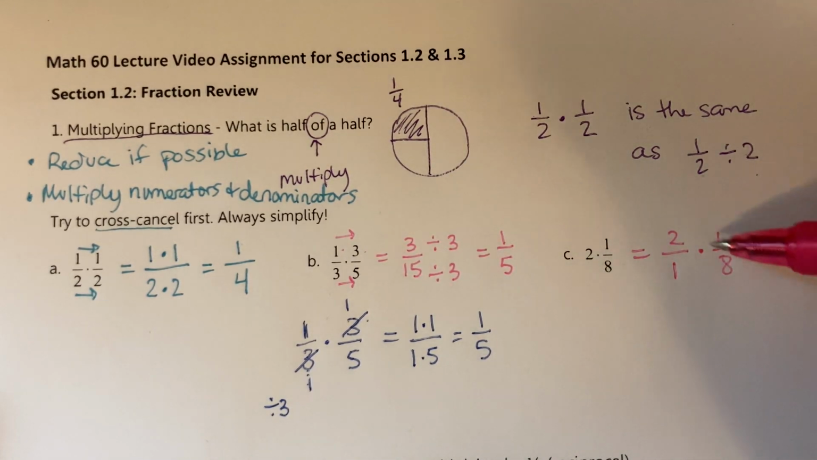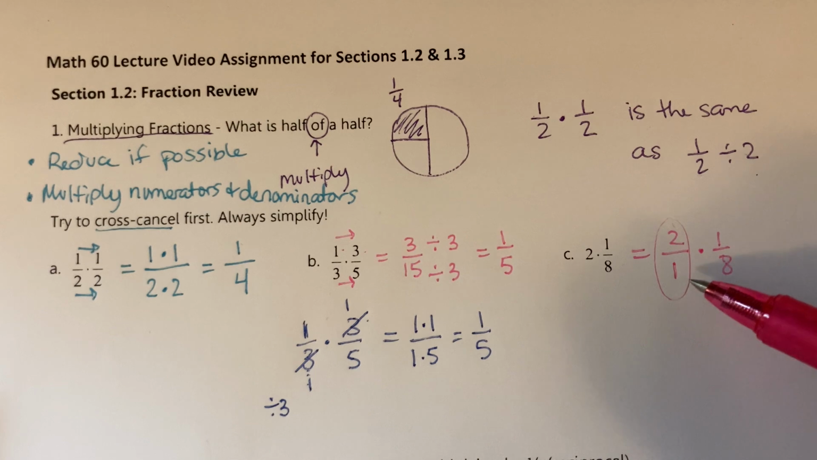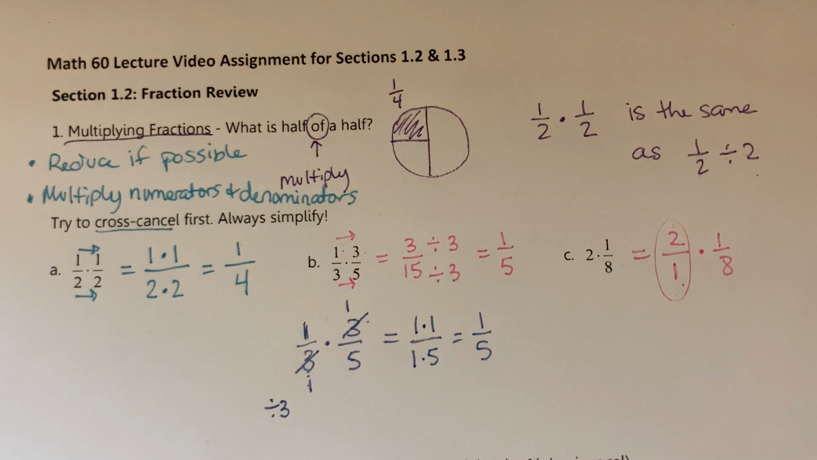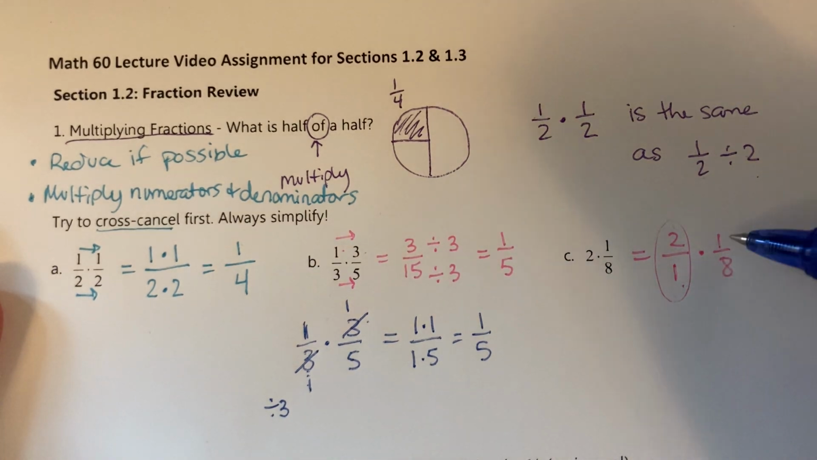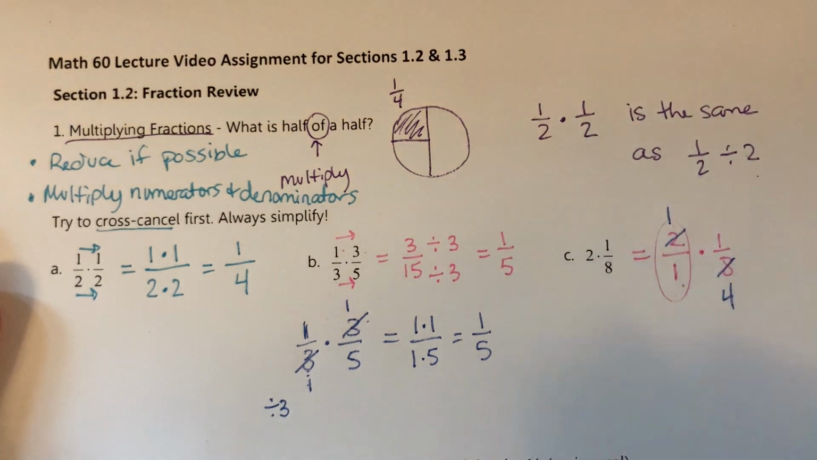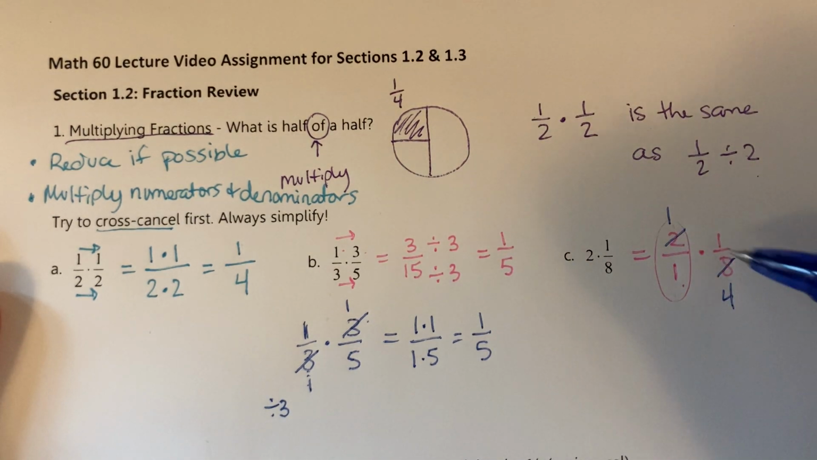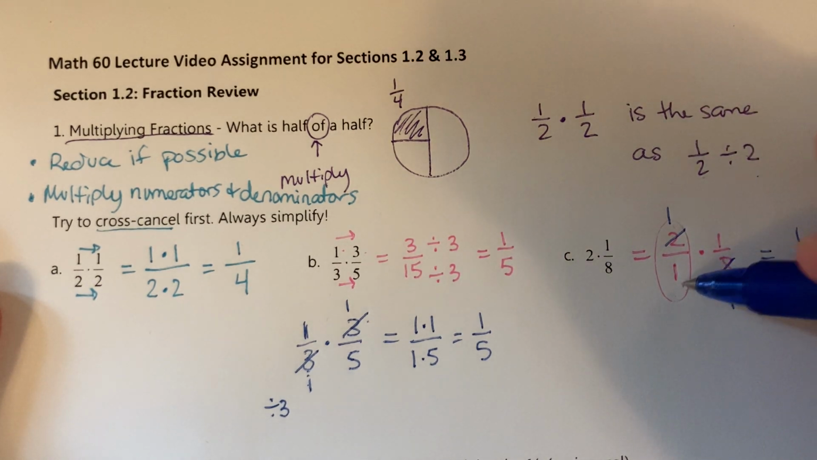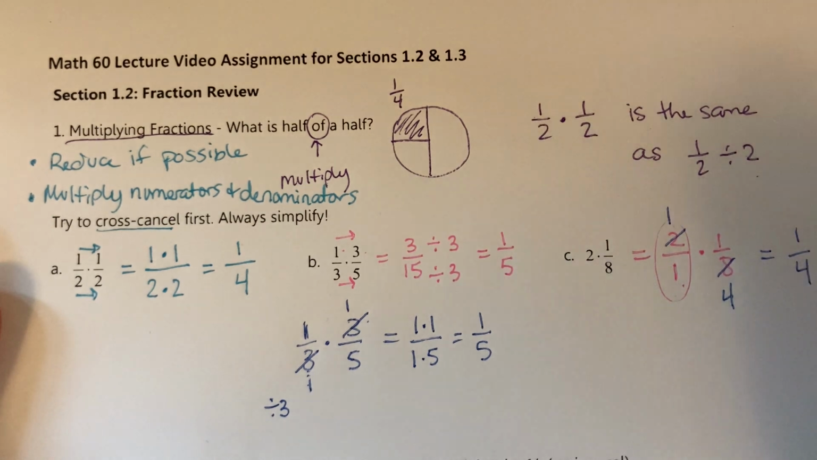Any whole number we can convert to a fraction by putting it over 1. Now, before I multiply this, I'm cross-canceling. 1 doesn't reduce, but 2 goes into 8, so I'm going to divide by 2, divide by 2. All we're doing is reducing the fraction before we do the multiplication. 1 times 1 makes 1, 1 times 4 makes 4.